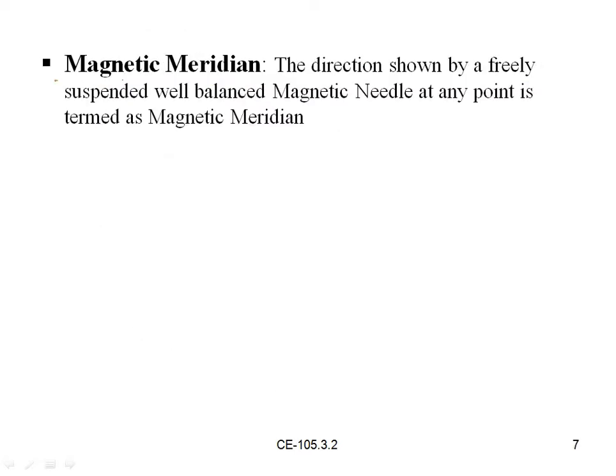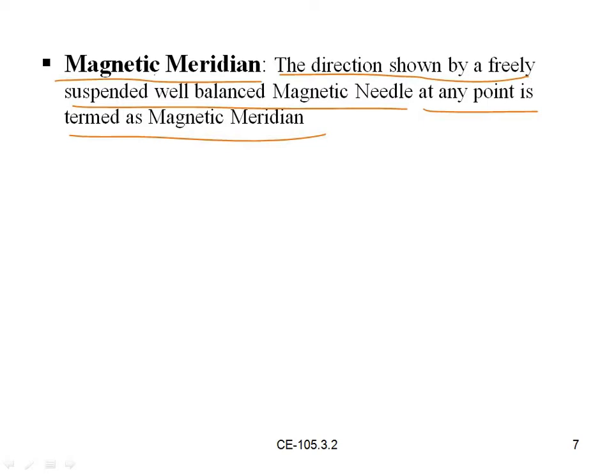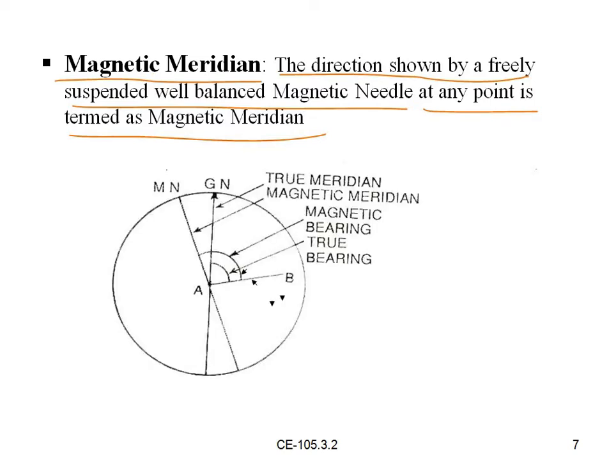So the next one is magnetic meridian. The direction shown by a freely suspended, well balanced magnetic needle at any point is termed as magnetic meridian. So here it is a well balanced magnetic needle at any point. That means it is called magnetic meridian. So here we can see this is a magnetic meridian.